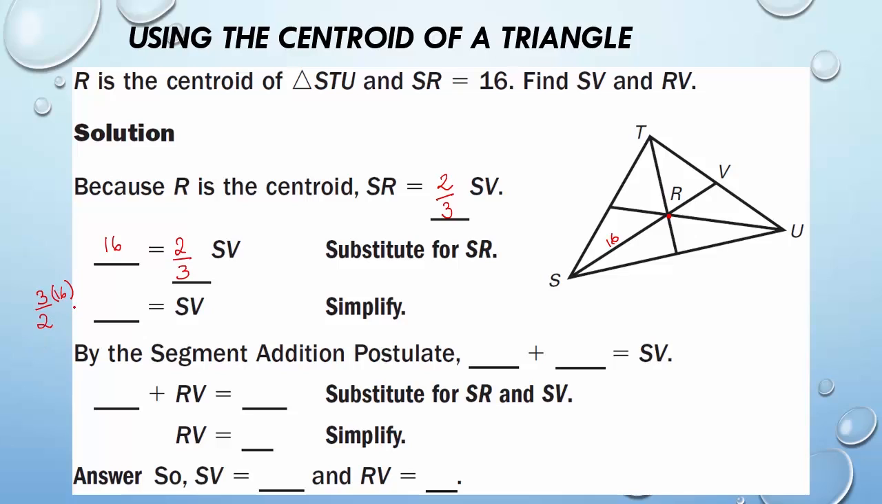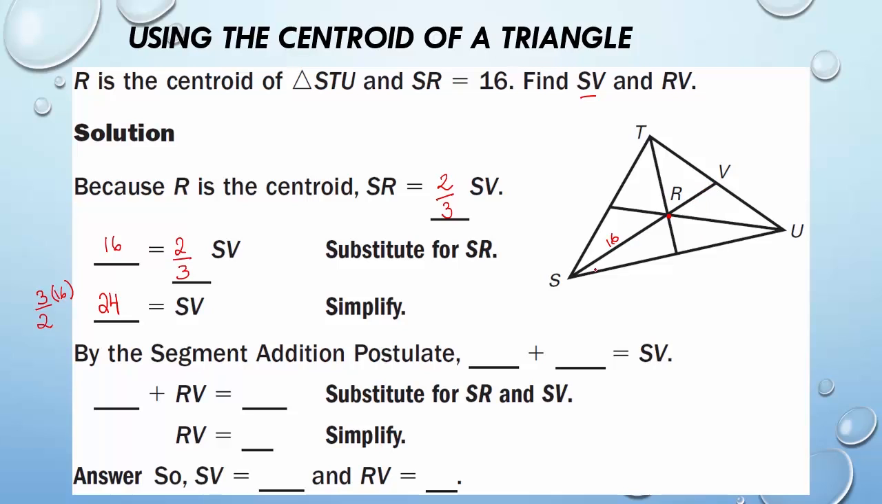And when you multiply that and simplify, you get that SV is 24. So this entire length, S to V, is 24 units. So we found SV. Our next one is to find RV, which is this length over here. Well, there's two ways you can do it.